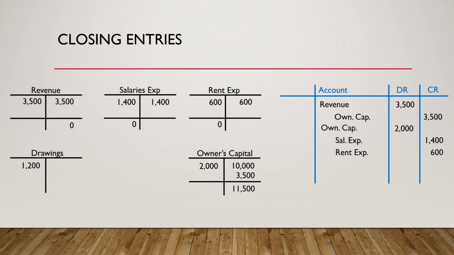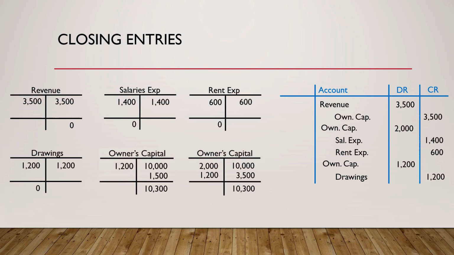Close out drawings just as we did previously. That entry is unchanged. Drawings is now at zero, and owner's capital is now at $10,300 credits. Again, this is the identical result under the previous method. Either method will get you the correct balances. In my class, I don't care which method you use as long as it's performed correctly. If you're taking financial accounting at a different school, refer to your instructor for which method he or she prefers.